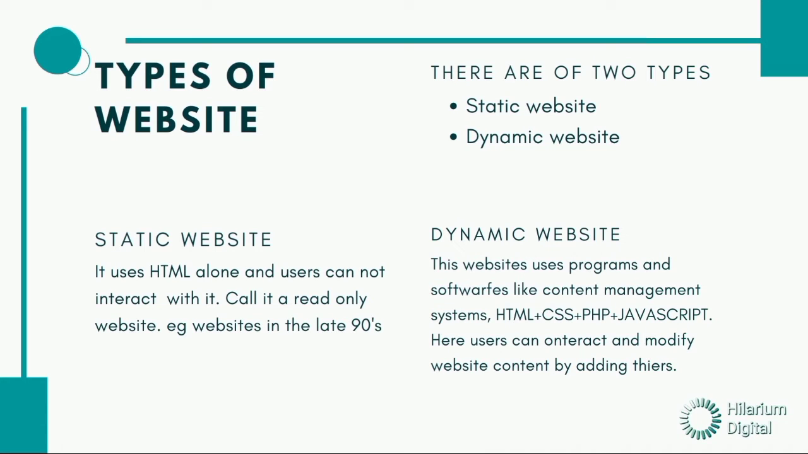So types of websites, there are basically two types of website: a static website and a dynamic website. Just as the name implies, a static website uses HTML alone, and users cannot interact with it. These are websites that we could see in the 1990s and early 2000s. You just go there, read information, and have a nice day.